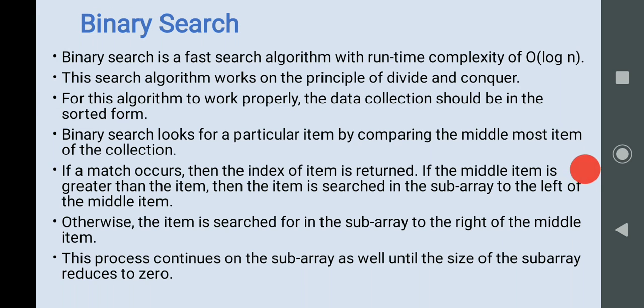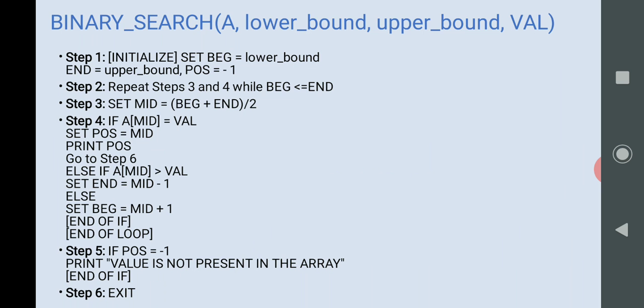The binary search looks for a particular item by comparing the middlemost item of the collection. So you are comparing the middlemost item. If a match occurs, then the index of the item is returned. If the middle item is greater than the item, then the item is searched in the sub-array to the left of the middle item. Otherwise, it is searched in the array to the right of the item. This continues until the size is reduced to 0, that is, you reach the end of the search. If you don't understand what is written, we can see it with an example.